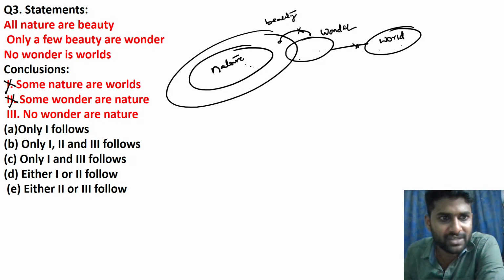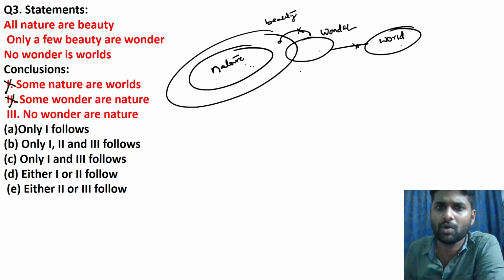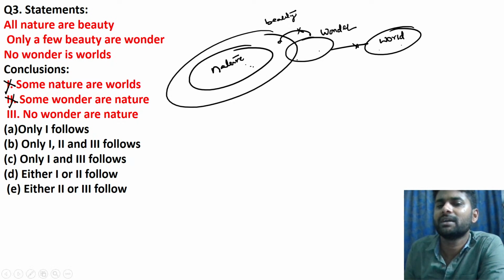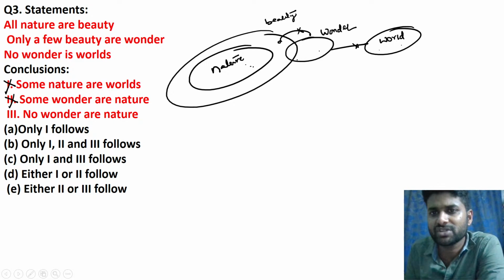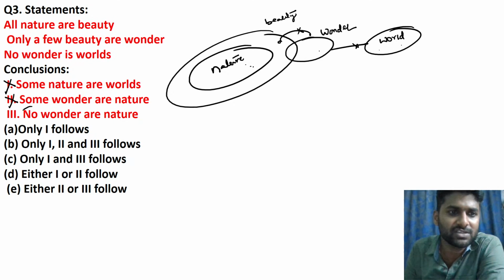We can assume a relation between nature and wonder. We can assume some wonder or nature. We can assume all nature or wonder. So we can create a relation between nature and wonder. But the conclusion says that there is no such kind of relation. That's why it is also invalid.